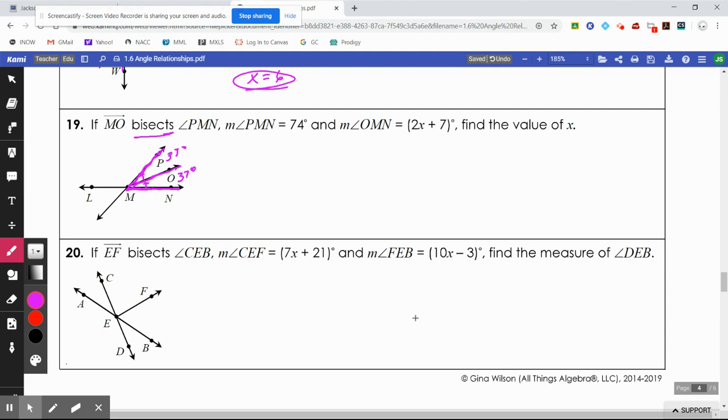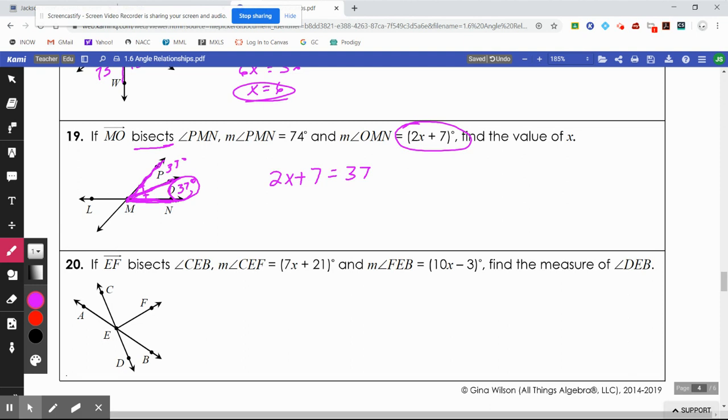OMN, which is this angle right here, is 2x plus 7, but we just found out that it's also equal to 37. Since OMN is 2x plus 7, and we know that OMN is also 37, we can say those two values are the same. They're equal. Move plus 7 by subtracting 7. Gives me 2x is 30. Divide by 2 gives me x is 15. And that's the value you're looking for.